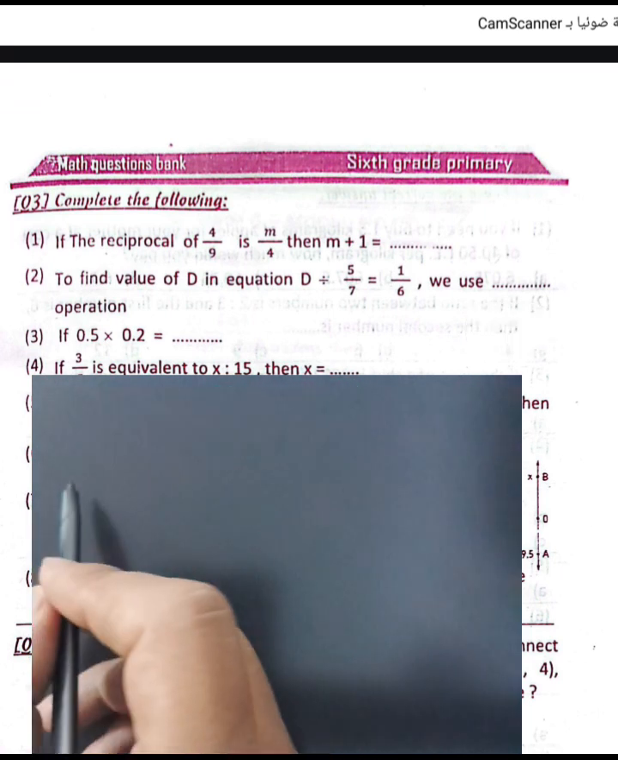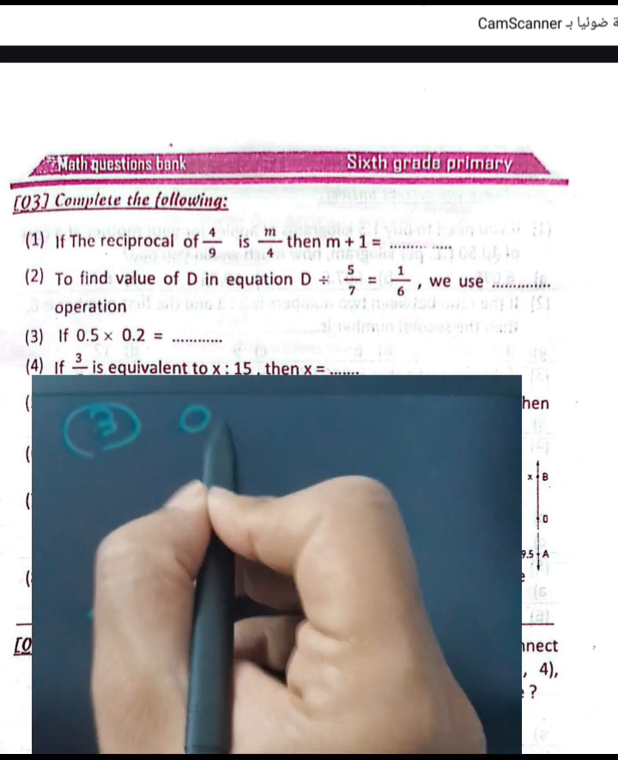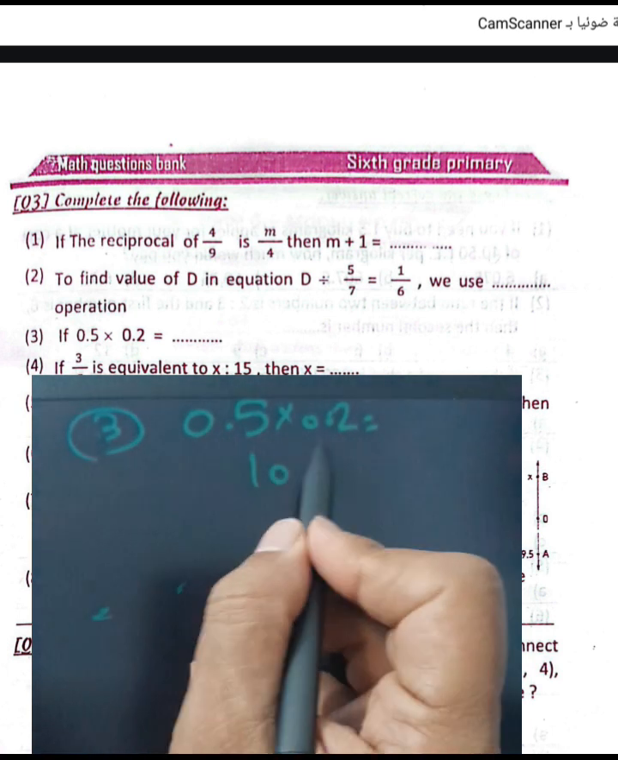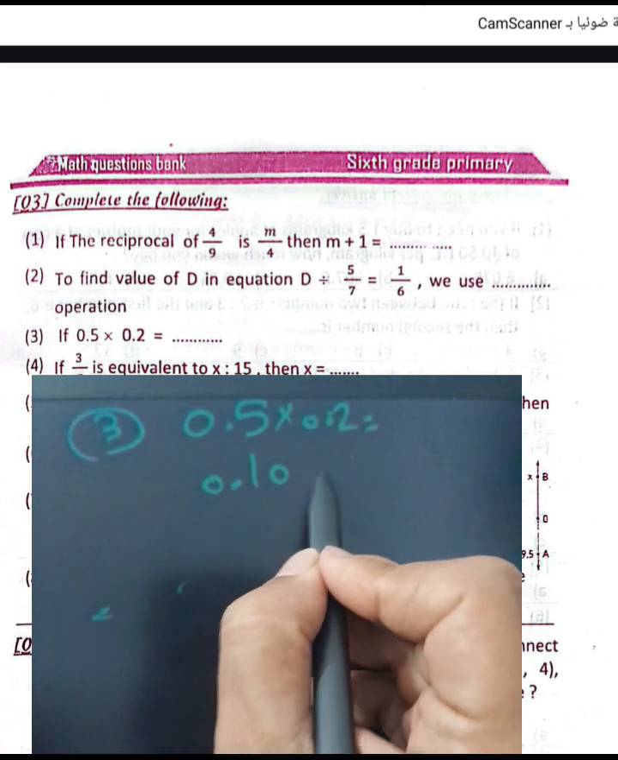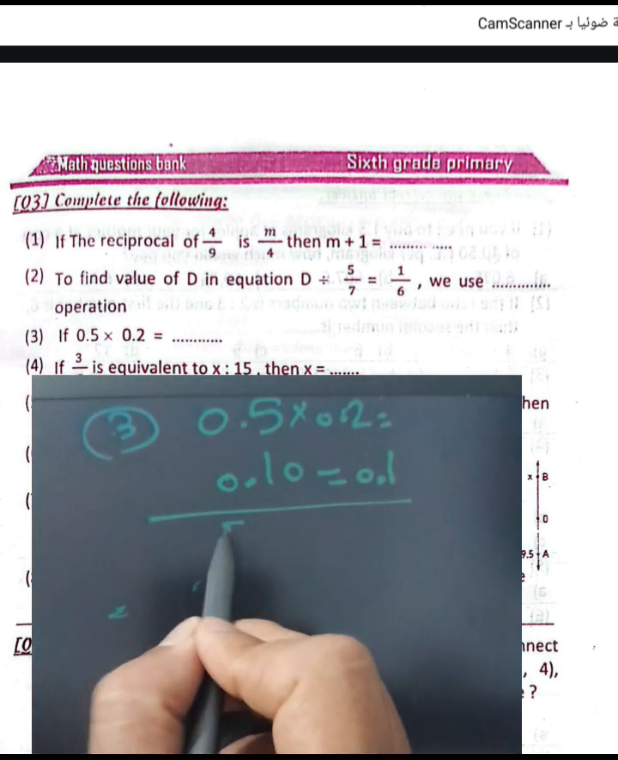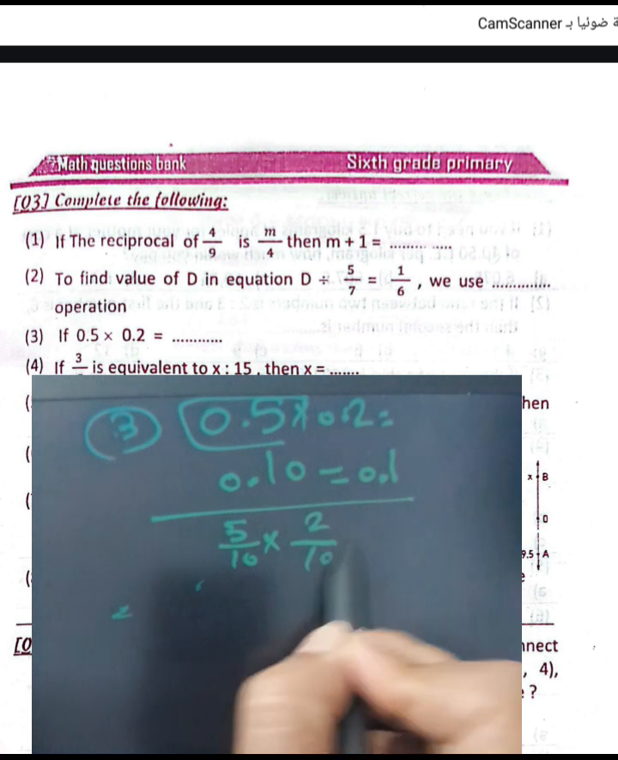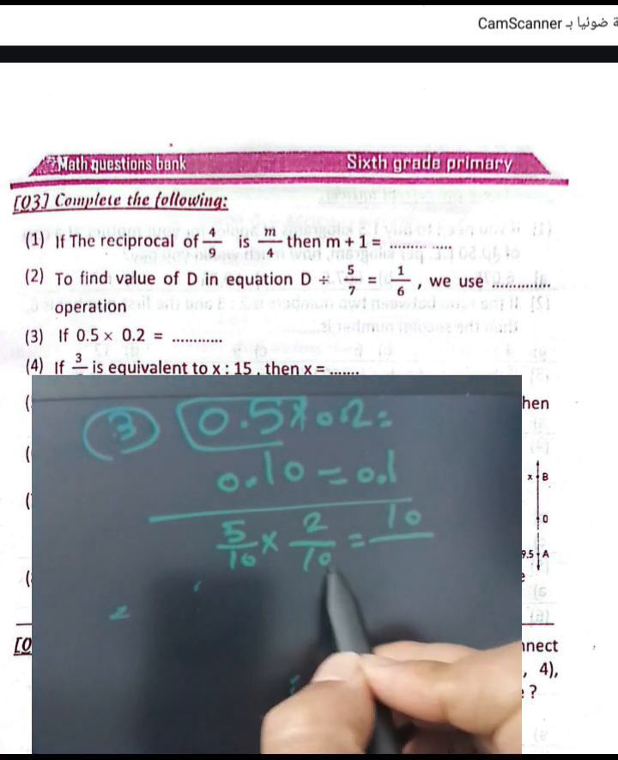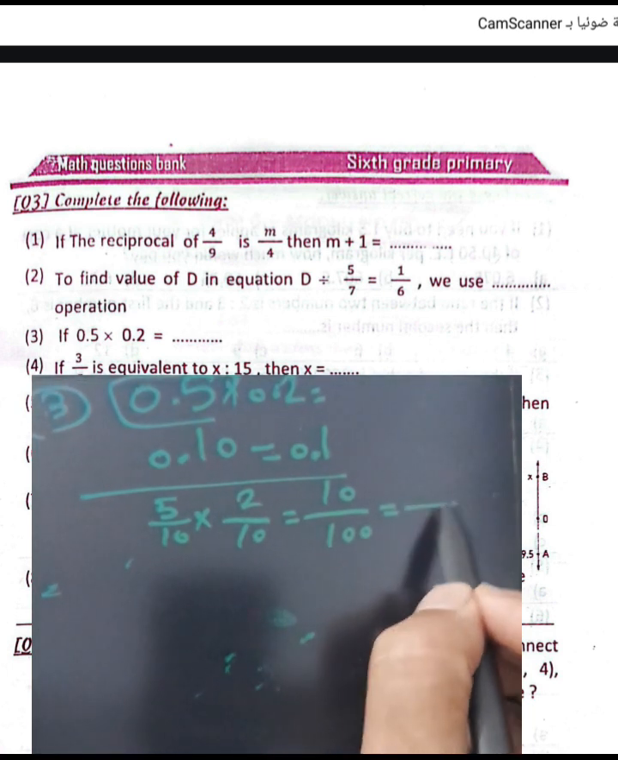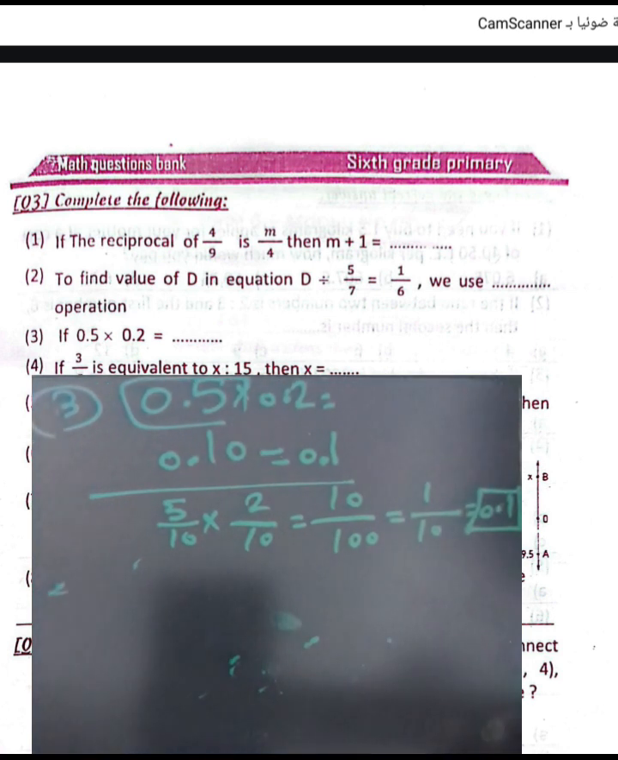Question number 3. If we have 0.5 multiplied by 0.2 equals what? We know 2 times 5 equals 10, and the point here will be after two places. It will be 10 hundredths or 1 tenth. Or you can solve this example by another method: write 5 over 10, because the point is after one place, and 2 over 10. Then 2 times 5 equals 10, and 10 times 10 is 100. 10 over 100, you can simplify by dividing the numerator and denominator by 10. It will be 1 over 10, which is 1 tenth. The result will be 1 tenth.